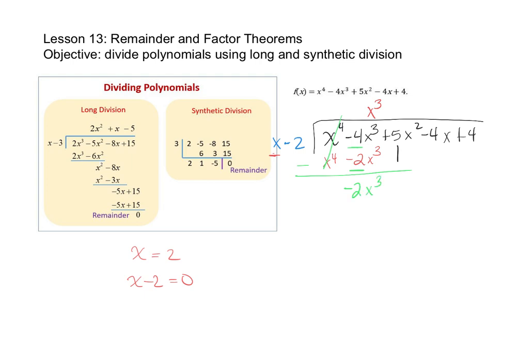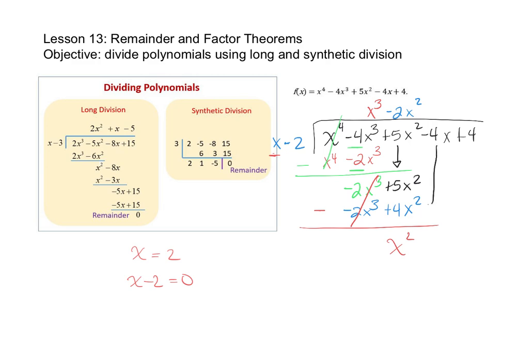Then we want to bring down our 5x to the second. Now we want to multiply. What times x can give you negative 2x to the third? So that will be negative 2x to the second. And then negative 2 times negative 2 is positive 4x to the second. Again, we are going to subtract. So negative minus a negative cancels out. 5 minus 4 is 1, x to the second.